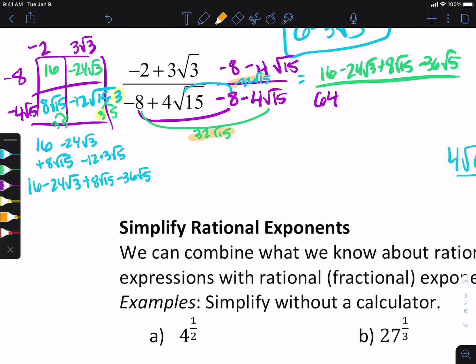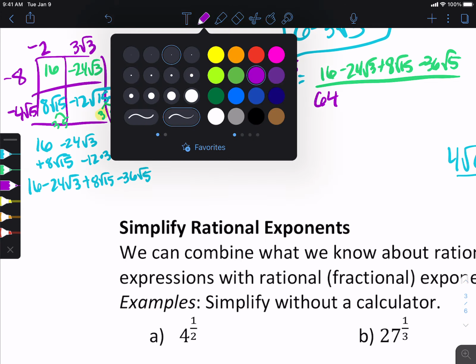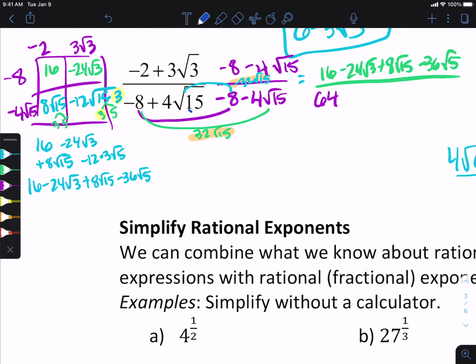Right? So then we're just multiplying our last ones, which are the 4 root 15 times the negative 4 root 15. So negative 4 times 4 is negative 16. Root 15 times root 15 is just 15. So then on the bottom, we really have negative 16 times 15, which is negative 240. So we have 64 minus 240. If we do 64 minus 240, that gives us negative 176.